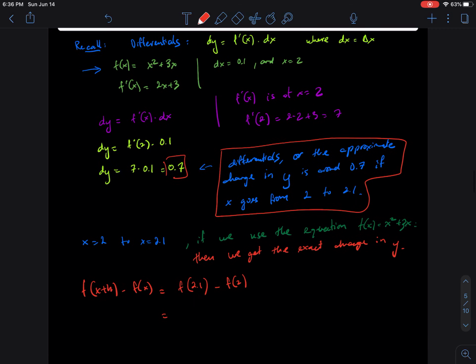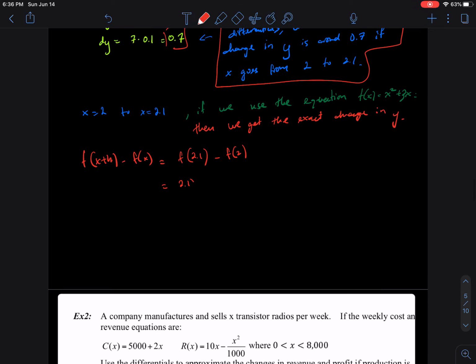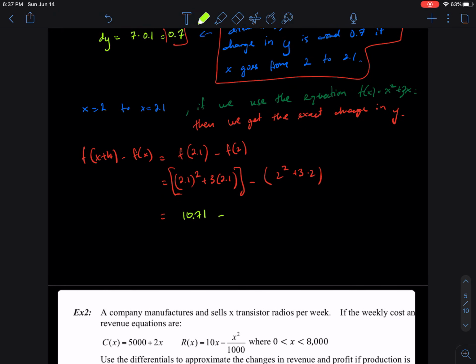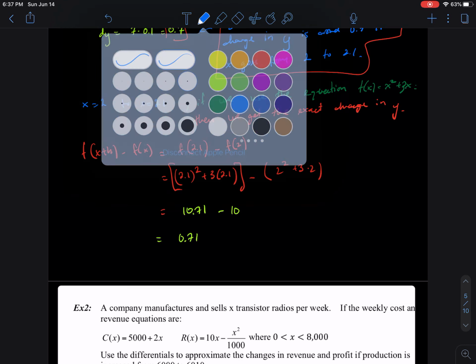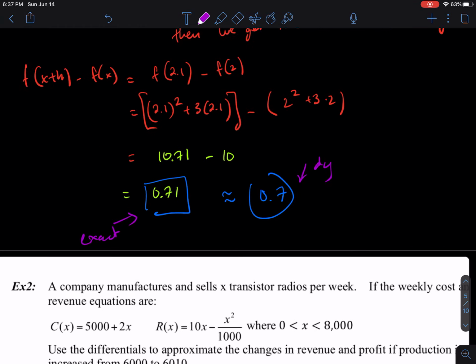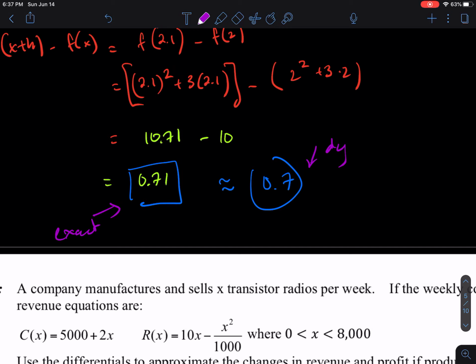So if the formula is x squared plus 3x, f of 2.1 is 2.1 squared plus 3 times 2.1 minus 2 squared plus 3 times 2. If we do the math correctly, this should give us 10.71, and this should give us 10, so that gives us 0.71. So look at this answer here. The exact change in y is 0.71, and look at our approximate answer, which is the differential, dy here. This is the exact. Not much difference in terms of how close our estimation is.